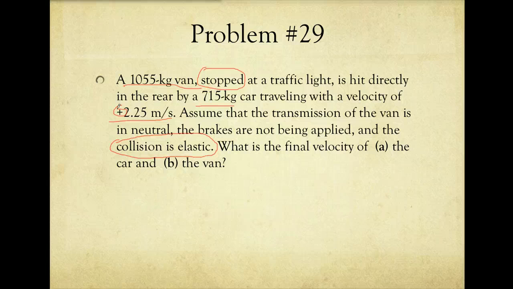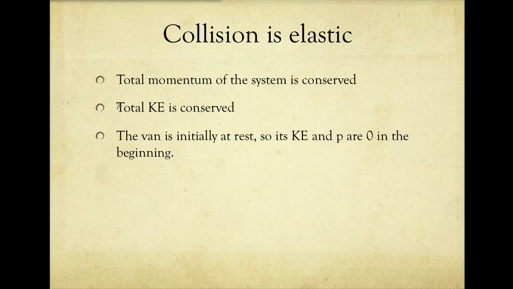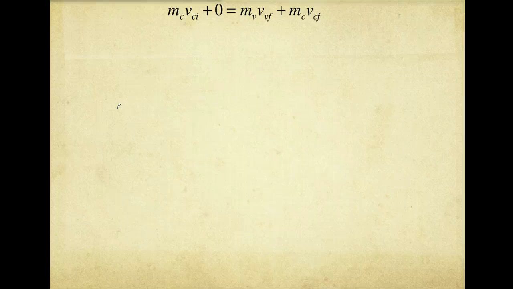So it's a collision, therefore I know that my momentum is conserved, and it's an elastic collision, therefore I know that my kinetic energy is conserved. Initial momentum and kinetic energy for the van was 0 because it was at rest. So, conservation of momentum. This is my initial momentum for the entire system, because there's only one car moving, hence the 0 right here. I can just disregard it altogether. Momentum final is right here.